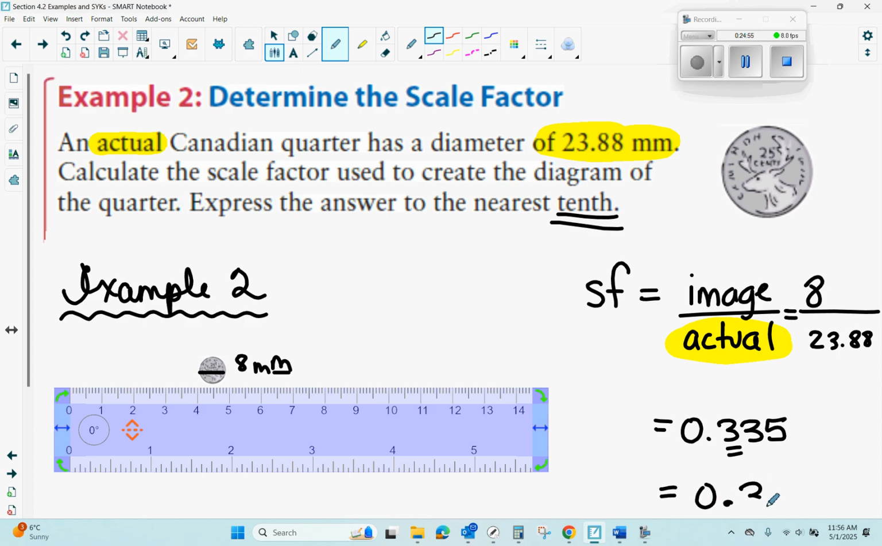So 0.3. Scale factor has no units. So the scale factor is 0.3. That's it. No units. Millimeters divided by millimeters, okay, is what gave us our scale factor, and those cancel. Okay, that's it. Happy practicing.